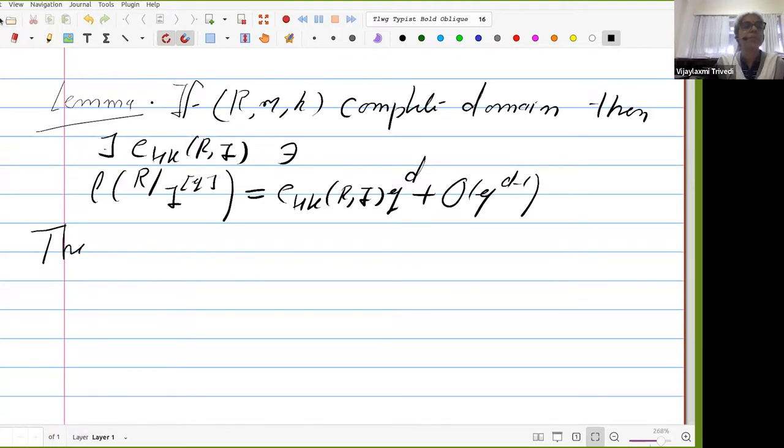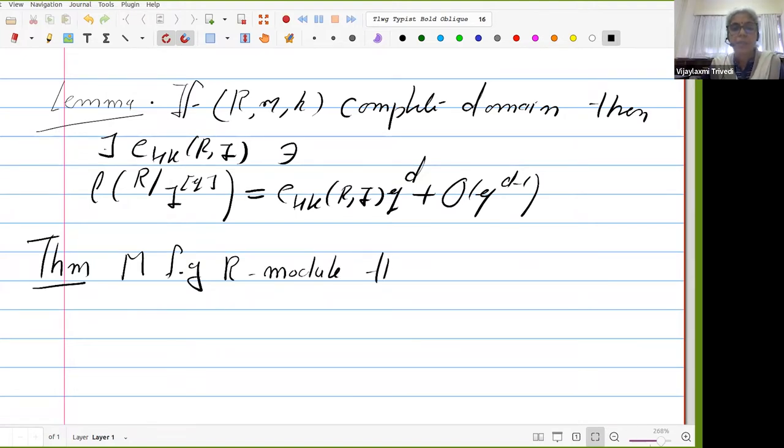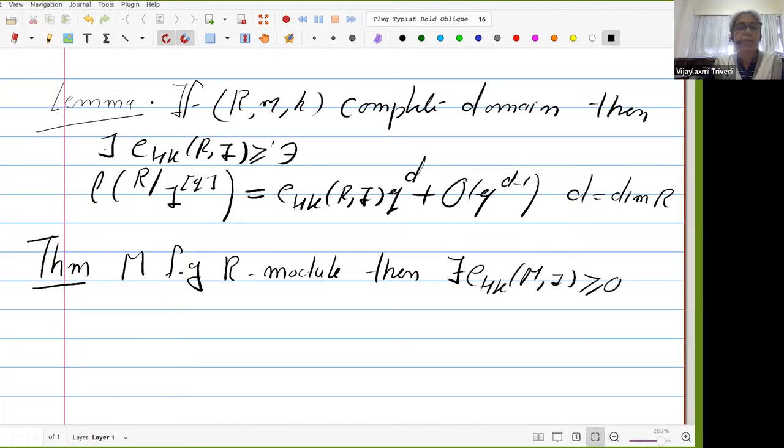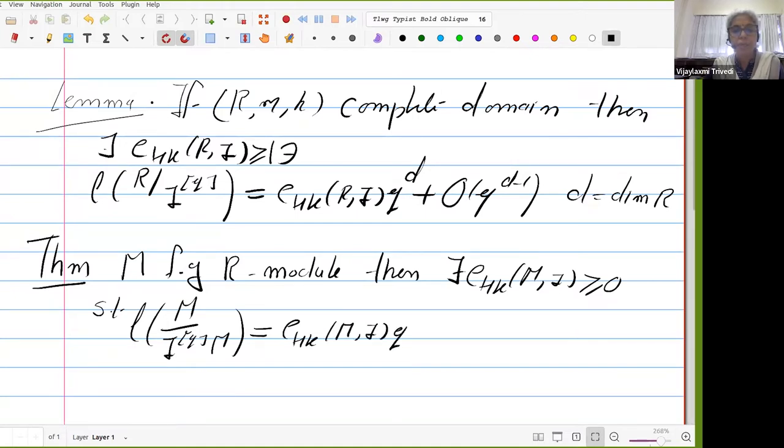So let M be a finitely generated R-module. Then, here d was the dimension of the ring. Again there is a constant depending on M and I, which is nonnegative, such that the length of M over I^[q] M is equal to e_HK(M, I) q^d, where d is again the dimension of the ring.